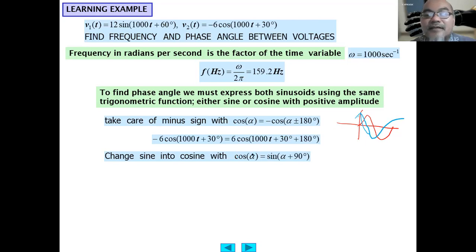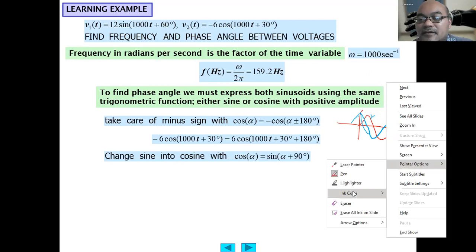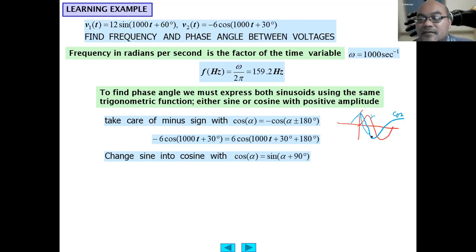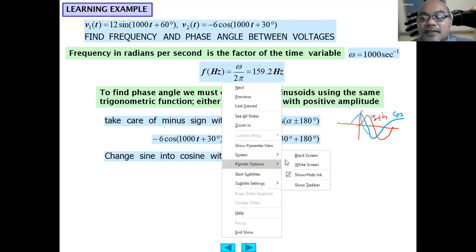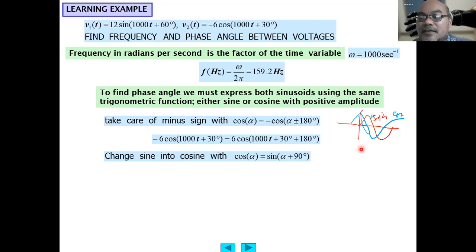So expressing the sine, cosine here equals the sine wave, but leading by 90 degrees. This is cosine, and the other wave is sine. So a cosine wave is a sine wave that leads by 90 degrees. Since it is leading, we put plus here, plus 90 degrees. Cosine alpha equals sine alpha plus 90 degrees.